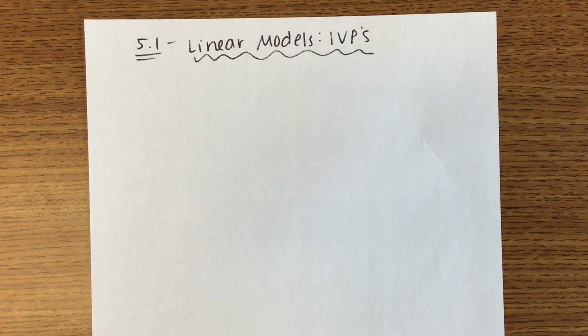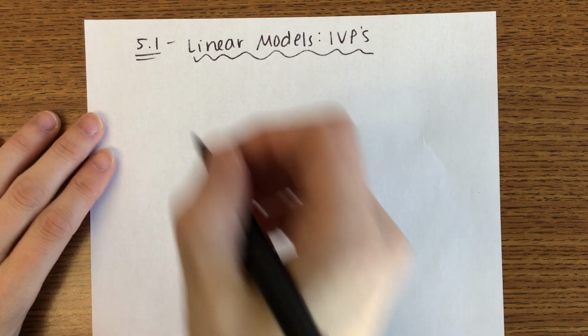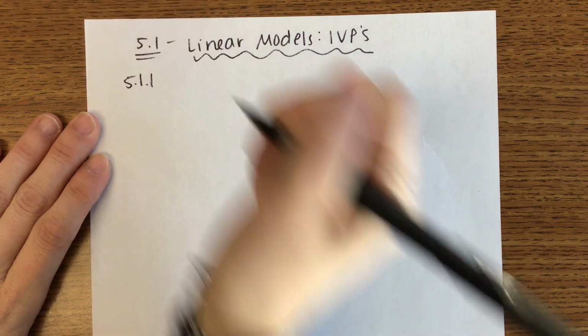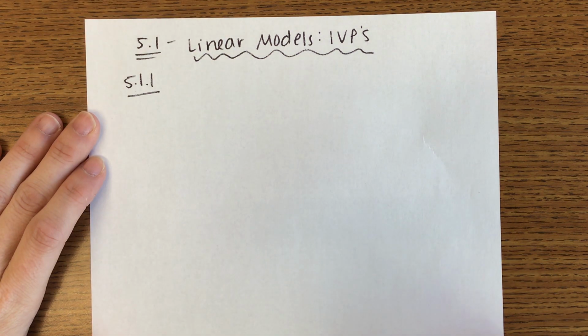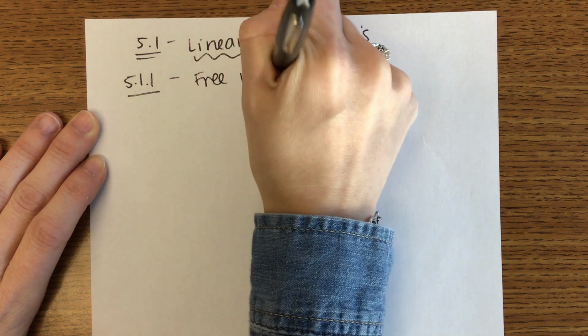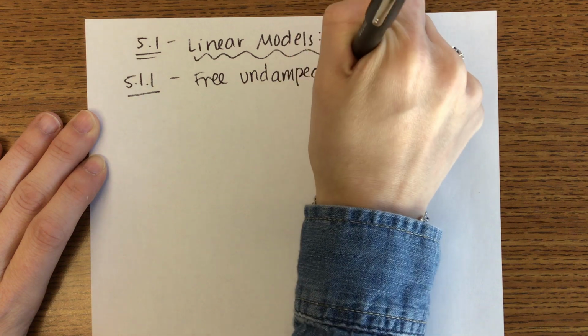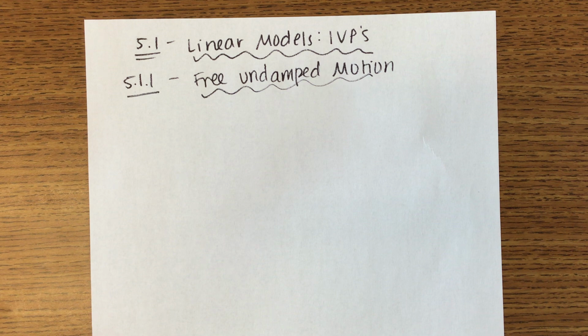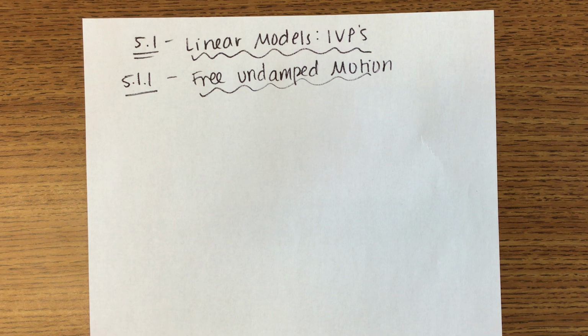So today we're starting section 5.1, which is linear models, initial value problems. These are physics applications. This is split into three different parts, rather. We're doing 5.1.1, which is free undamped motion. So we're going to do undamped motion, we'll do damped motion, and then we'll do driven motion. I think this stuff is review from physics, I believe.